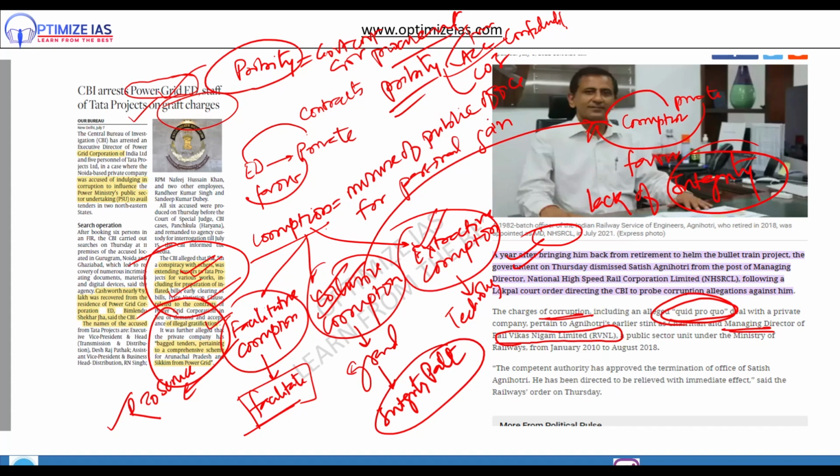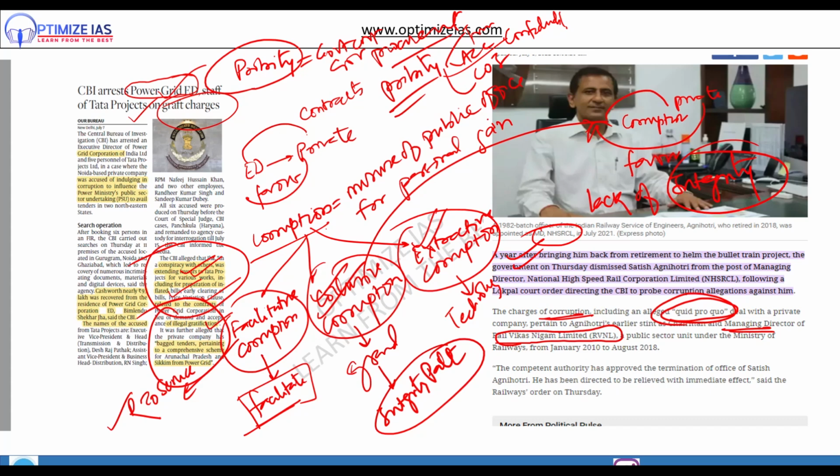But when you see the Power Grid ED, or the MD of Rail Vikas Nigam, when they are compromising ethical principles in order to gain something, they are influenced by any kind of material gain or financial gain. So they were influenced in their decision making, and thus they lost integrity. They did not show integrity, and thus the corrupt behavior happened. So you see, integrity is the highest safeguard against corrupt behavior.